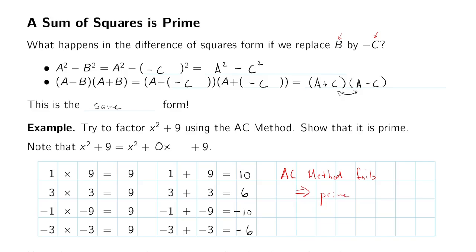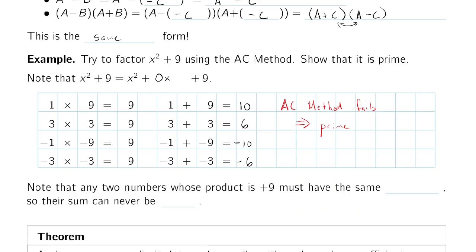Let's see. Was this special? The thing that went wrong here is that any two numbers whose product is positive 9 have to have the same sign. And there's no way I can add together two positive numbers and get 0. There's no way I can add together two negative numbers and get 0. If I want to add two numbers and get 0, they have to have opposite signs. There's no way that two numbers can have product positive 9 and have their sum be 0.